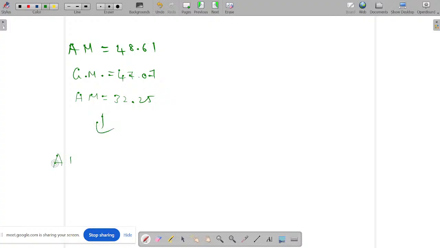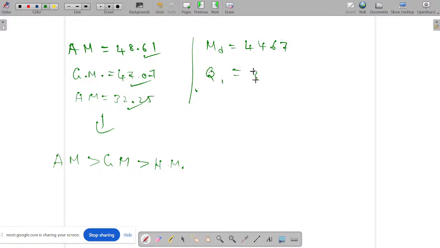Please check whether this relationship is satisfied. Is it right? Okay. 48.61 greater than 47.07 greater than 32.25. Okay, this is over. Next is median. 44.67. Quartile 1, 30.12. Quartile 3, 67.38. Then P75 is all same. D7.